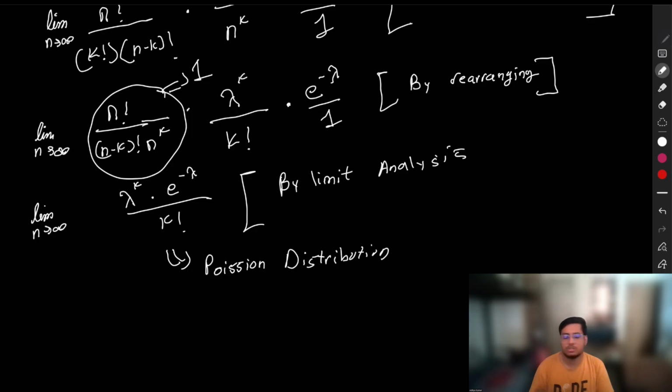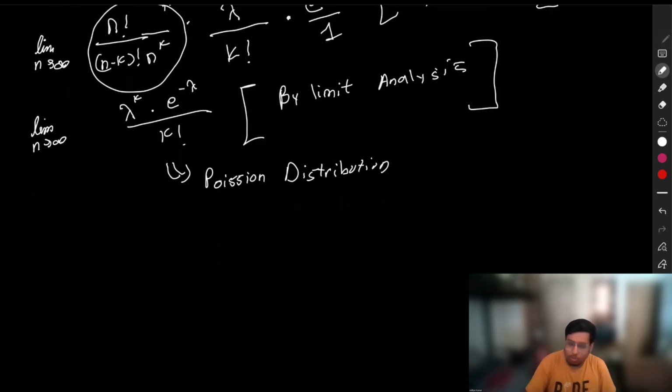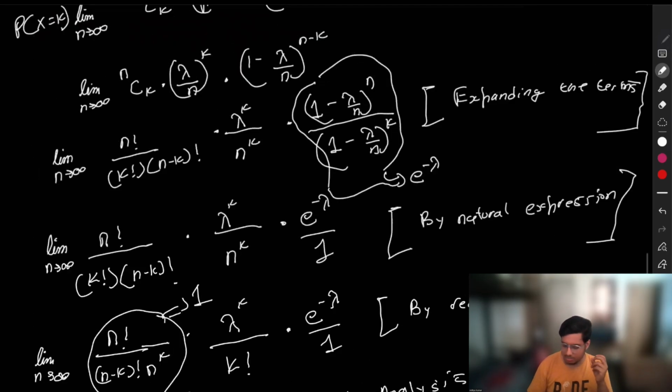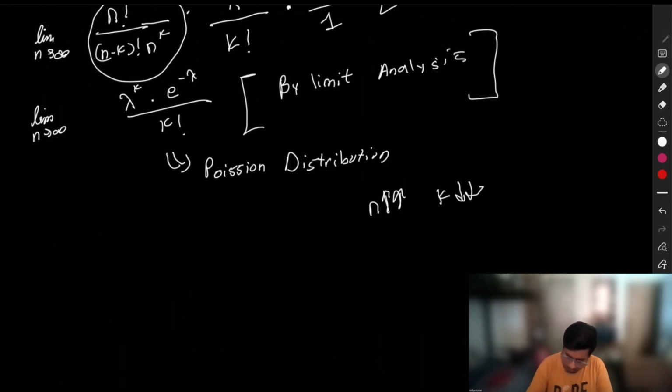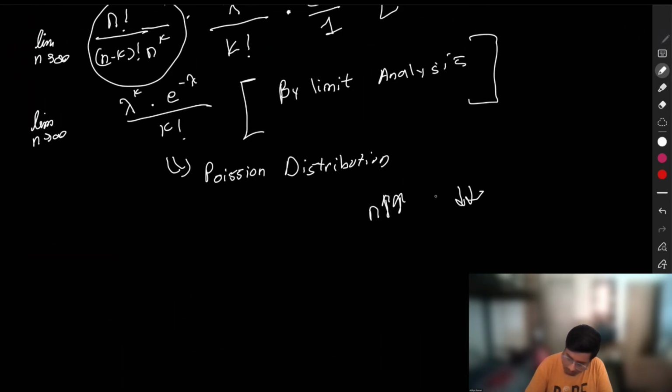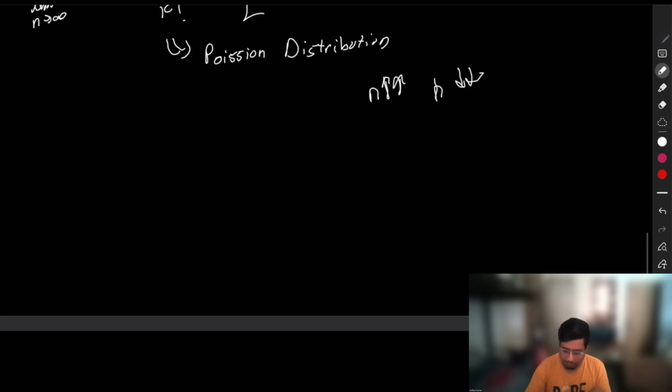So we can say the Poisson distribution is an approximation of the binomial distribution. We use the Poisson distribution when the value of n is very high and the value of p is very low. In this scenario, you can observe the value of p is very low and the value of n, 60,000, is very high. So here we can use Poisson distribution. Okay, not k, sorry, value of p is very low.